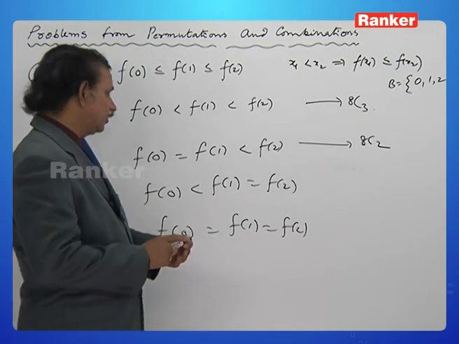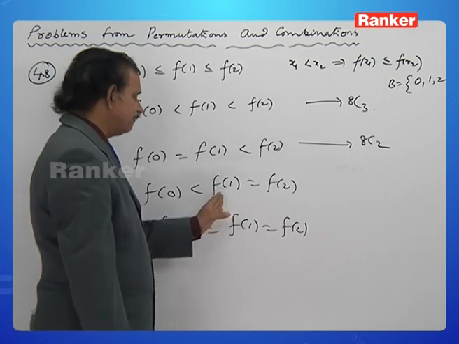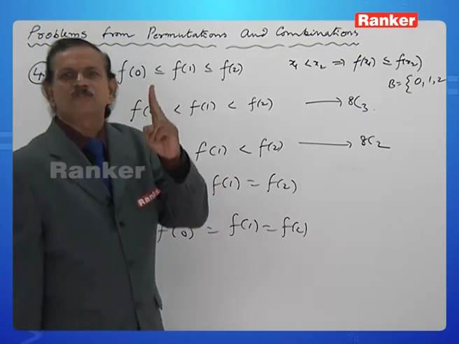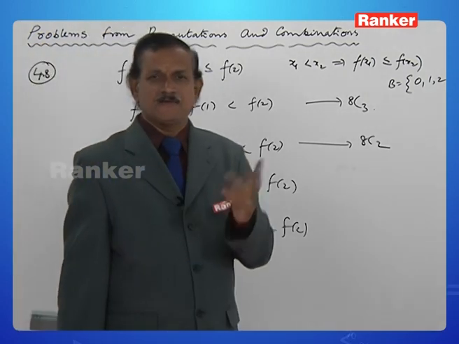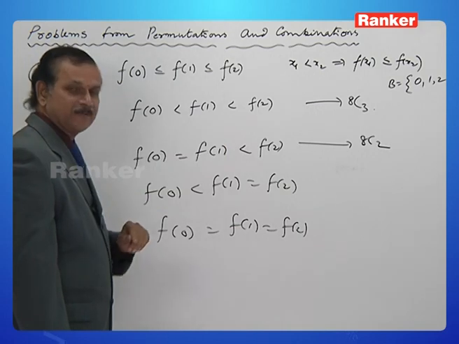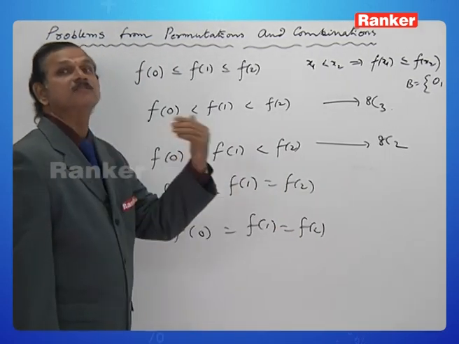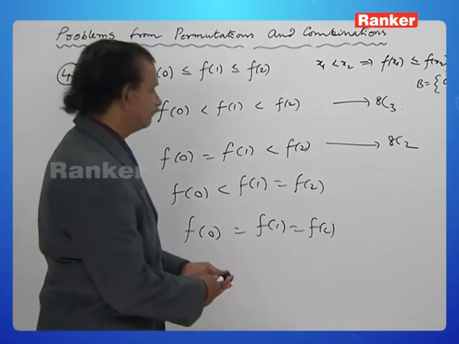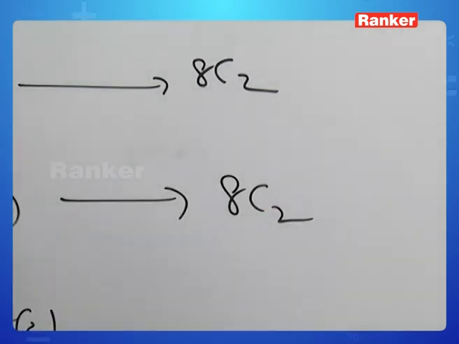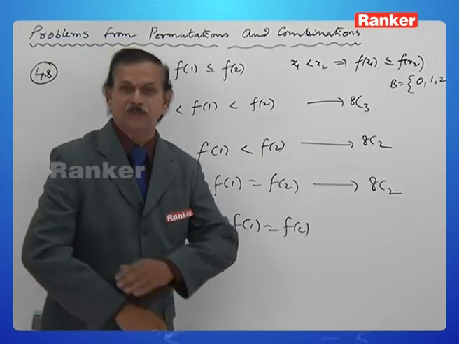What is the case with this one? Absolutely in the similar fashion. F of 1 is equal to f of 2. As in the previous case, you choose 2 elements. Once again, out of those 2 elements, you fix f of 0 as the first element, f of 1 as the second element, f of 2 as the second element also. Therefore, this can also be done in how many ways? 8C2 ways.